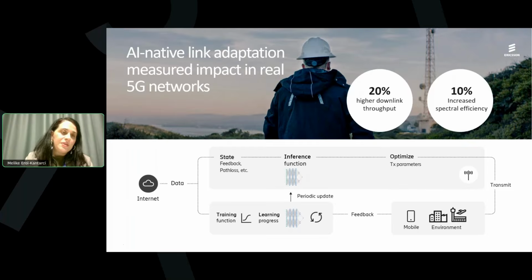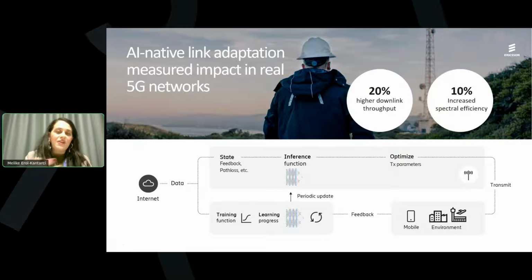So in this slide particularly, I'm focusing on one feature, which is one of our favorite ones, AI native link adaptation. We have done trials with Bell Canada, and we have shown that we could reach up to 20% downlink throughput increase and also up to 10% spectral efficiency increase. And these are huge numbers because we do the comparisons to our Ericsson baselines. So if you think about it, you already have a high performing network, proven benchmarks, etc. And then on top of it, you make the performance increase, and that's a really good gain.